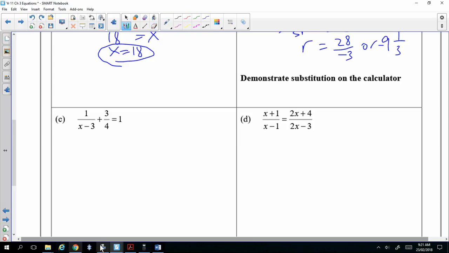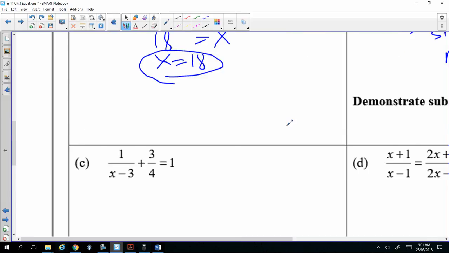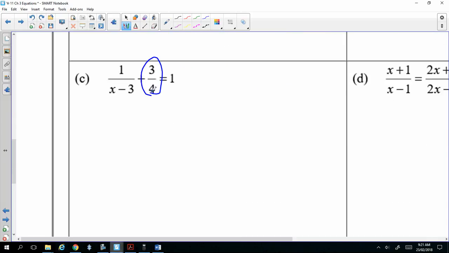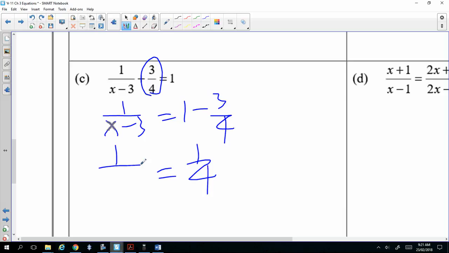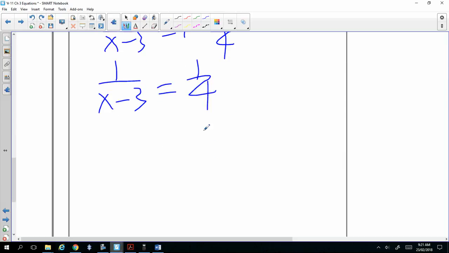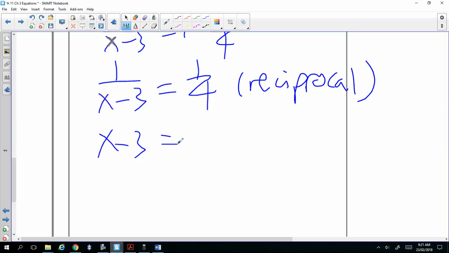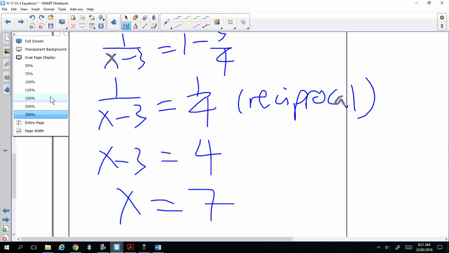Alright, so all you have to do is get rid of the fraction. So you go x minus 3 equal to 1 minus 3/4, which is a quarter. This is like the express route. Right, so now we reciprocal both sides. So we can flip both sides. So you get x minus 3 equal to 4. Then x is 7. Oh, this is very quick. Very, very good. The other way is just very dumb. Okay, alright, so we got it.